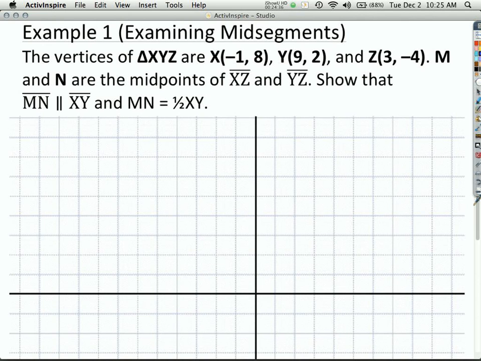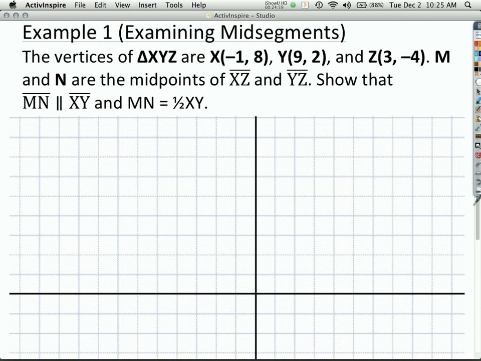So, the vertices of triangle XYZ are given. M and N are the midpoints of two of those sides. Show that segment MN is parallel to segment XY, and then show that MN is equal to half of XY.